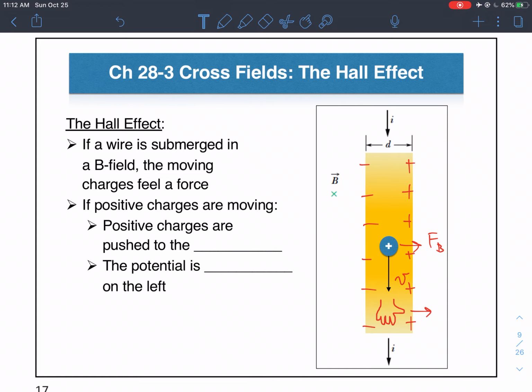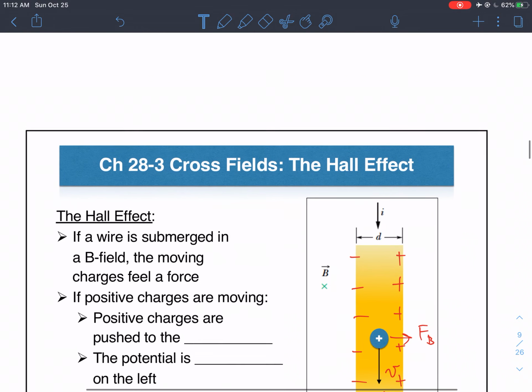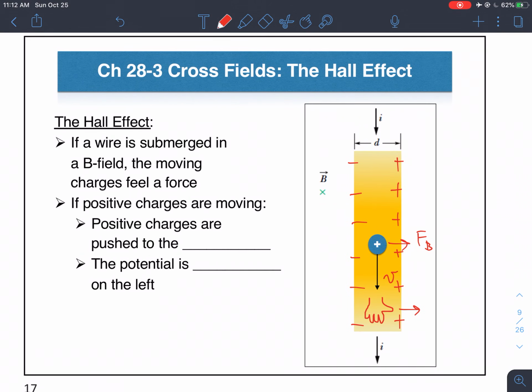Let's just look at the upper picture. You can see the high low, and now it becomes low high. So this side is low potential, this side is high potential. So what does this really mean? Because we didn't change the current direction, but depending on what type of charge carriers move, the Hall effect can tell you that. Was it the negative charge carriers moving or the positive charge carriers moving? Because you will see the potential difference oppositely on each side, right?